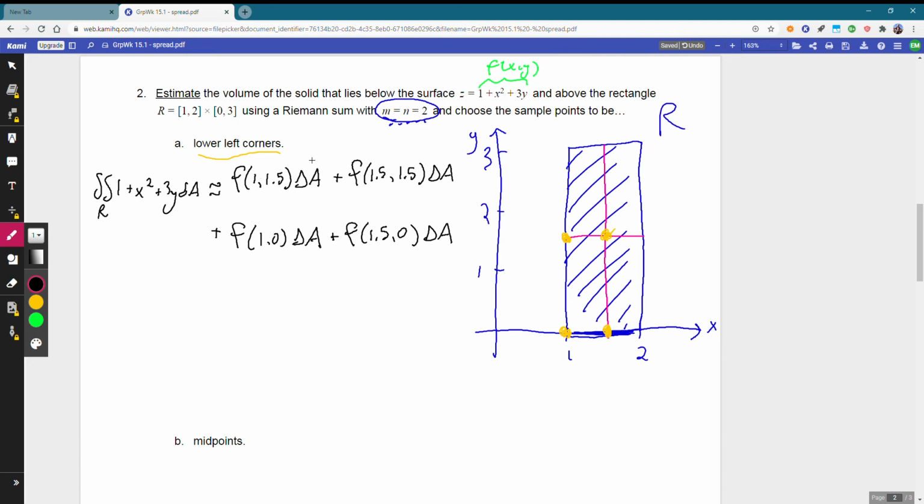All right, so here's us adding up the volumes of our skyscrapers, and we can actually pull out our delta A, and maybe while we do that, let's actually figure out what it is. Delta A here, if we want, we can get by taking the area of our rectangle, dividing it by our 4 subrectangles. So area of A divided by 4. So what do we get? Area of A is 1 times 3, divided by 4, which is 3/4. So we're pulling out our delta A, 3/4, and then we have our 4 function values to compute.